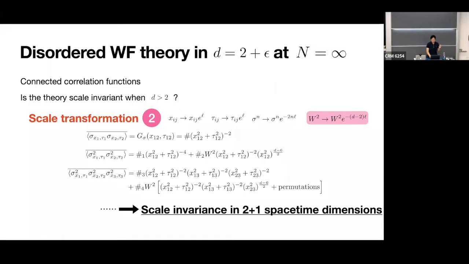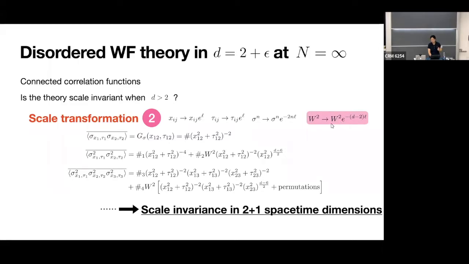To be more complete and not lose information on the way to the IR, we can do another scale transformation to make all of those correlation functions finite and scale invariant. This needs a small modification of the scale transformation. As before, space-time is rescaled by the same factor e to the l, and we assign all the operators sigma to the nth to transform in this way, using the clean scaling dimension 2 times n.